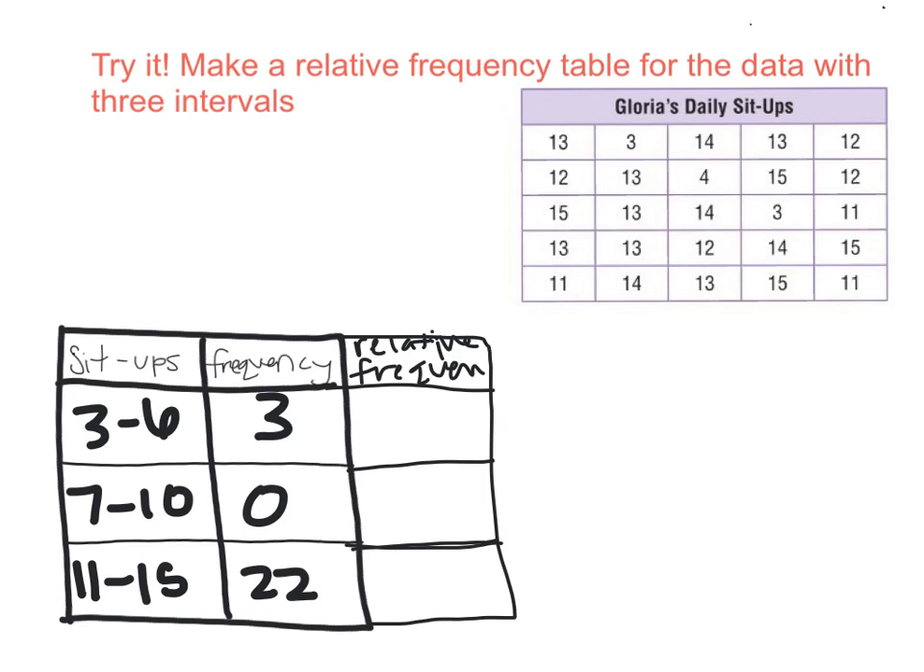Okay, so I'm going to start with the 7 to 10 because there was 0 frequency. I know that the percentage is still 0. That one's easy. Now, 3 and 22, I need to know what my total is. And I have 1, 2, 3, 4, 5.